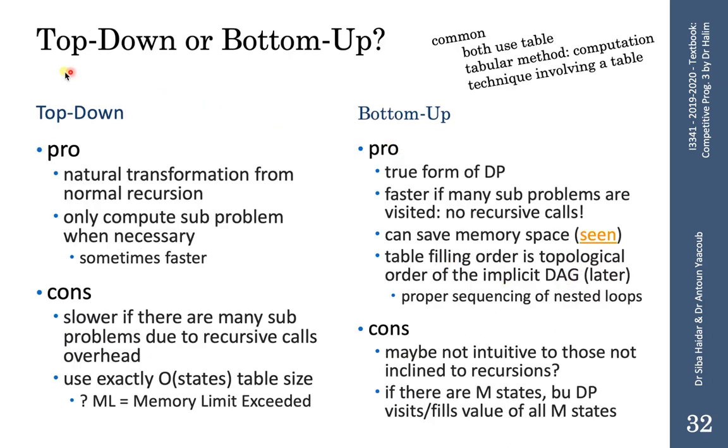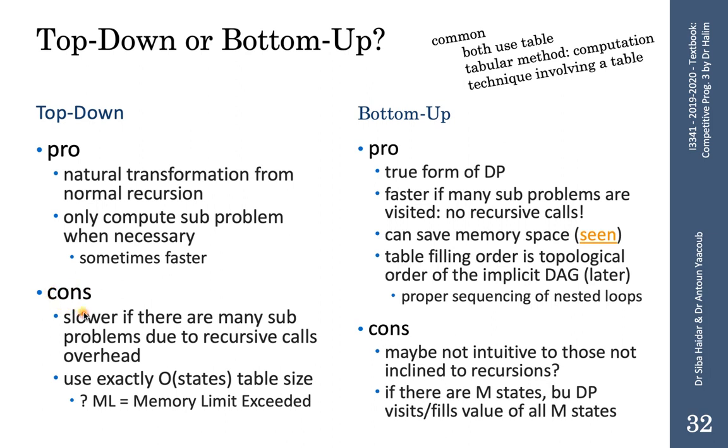We will finish this section by comparing the two dynamic programming approaches, which are the top-down and the bottom-up. The common thing between them is that they both use a table, the tabular method, which is the computational technique that involves a table. The pro of the top-down approach is that, just like we introduced it in the beginning of this section, it is a natural transformation from normal recursion. So you only compute a subproblem when necessary. If the subproblem is not encountered, you don't compute it. You don't fill all the table.